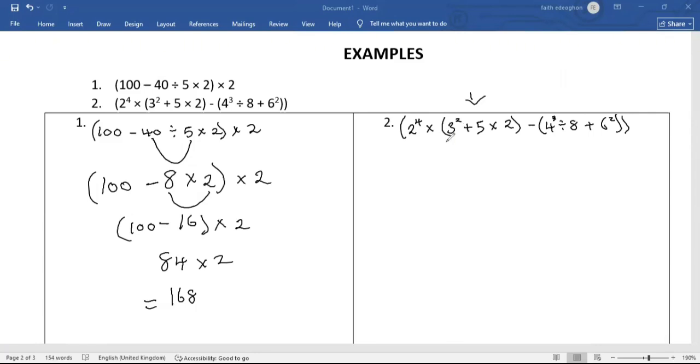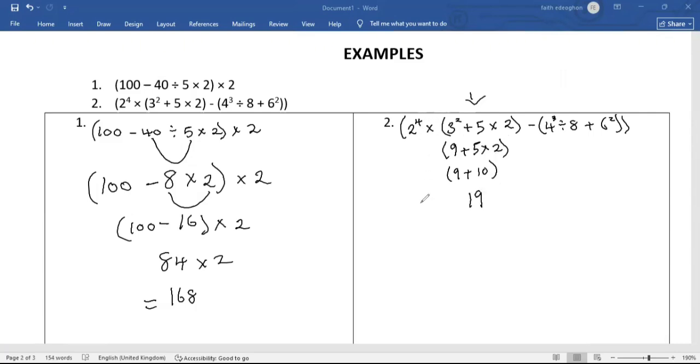Okay, so my exponent is what? 3 raised to the power of 2, that is 9. Then plus 5 times 2. Next I'm going to do the multiplication, which is 5 times 2, which is 10. So that's 9 plus 10, and this gives me 19.